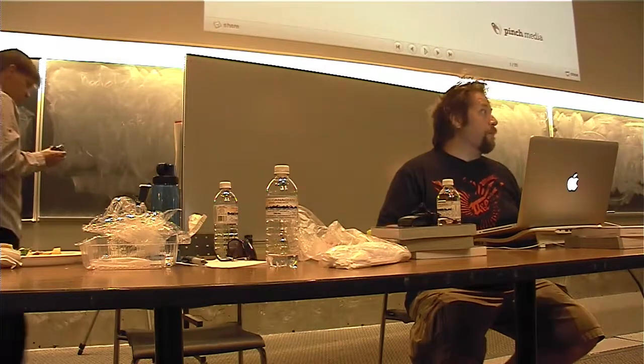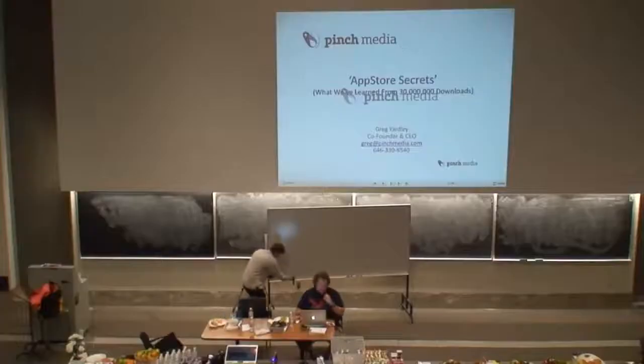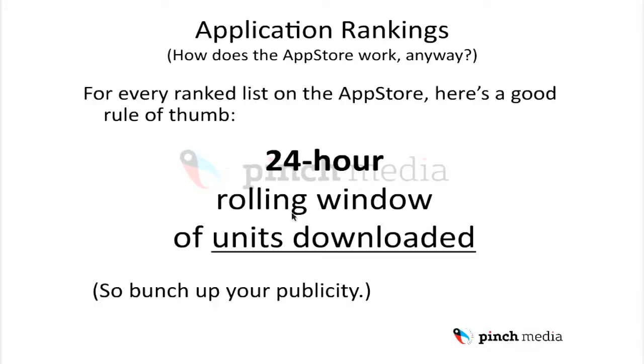So I can go and look at my Pinch analytics and say, whoa, that's the number one press button in my app. And it just happens to be, right? It just happens to be. The cool part about Pinch Media is that because so many guys have used them, they now have aggregated data from 30 million downloads. It's a 24-hour rolling window of units downloaded. Key point is that being able to bunch up publicity is the best.